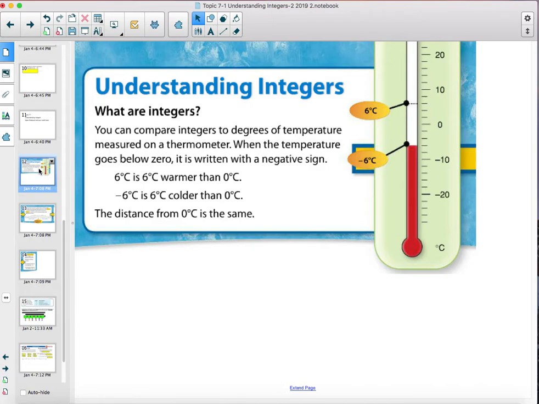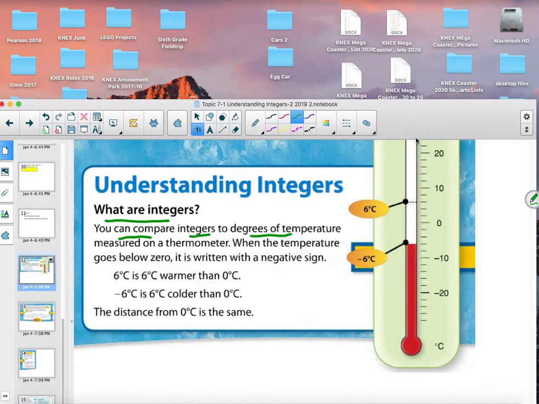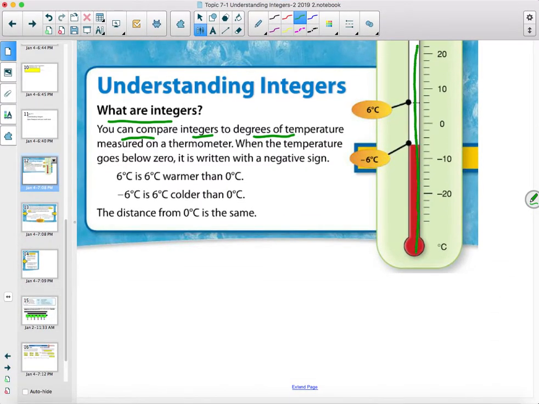All we're really talking about are the positive and the negative numbers. So it says what are integers, and it goes on to explain how you can compare integers to the degrees of temperature measured on a thermometer. Thermometers basically represent a number line, and they represent integers. If you have a 0 and you have positive numbers which are above 0, and you have negative numbers that are below 0.